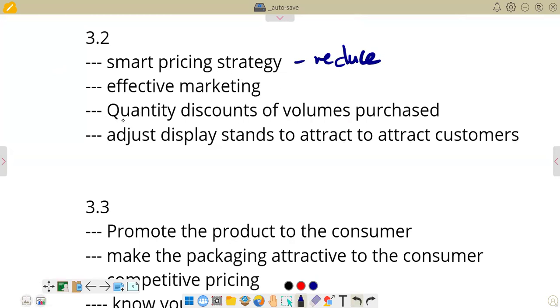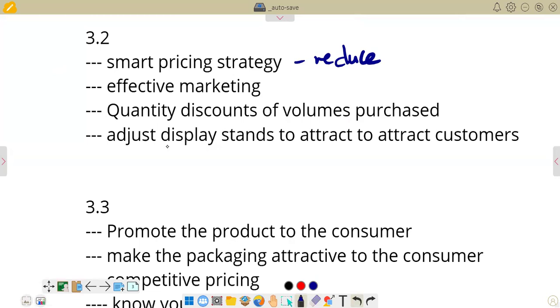Then the third point that we have is quantity discounts or volumes purchased. That is, we give discounts in the form of cash discounts or even trade discounts, so that customers are attracted to come and buy more, and then our stock starts moving at a faster rate.